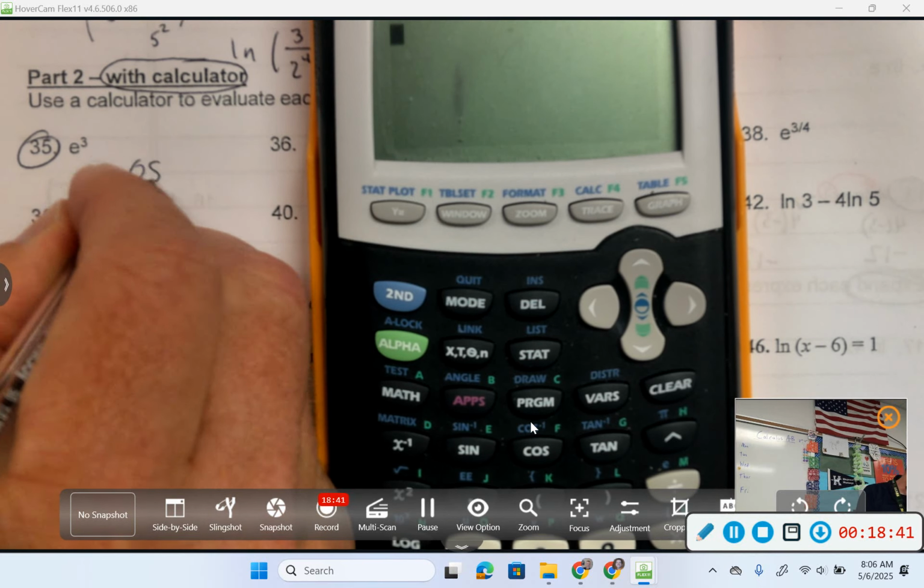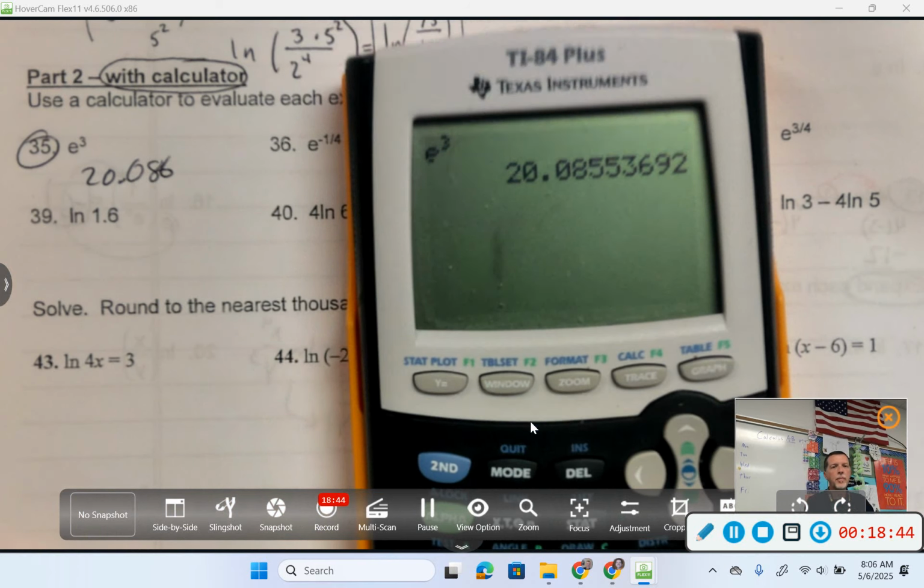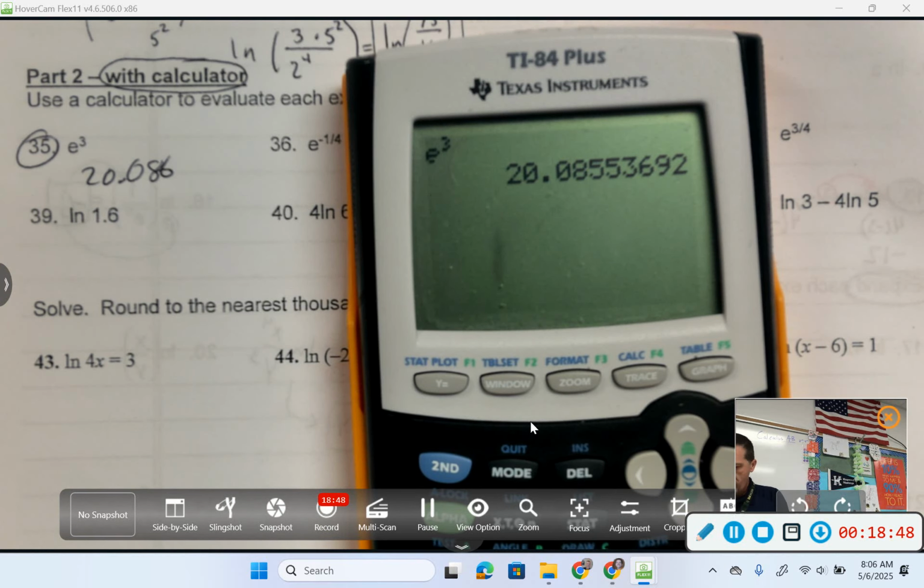so 20.086. Is this the pile of dead calculators? Well, it might be a pile of calculators on their last legs. That one's just dead. Yeah.